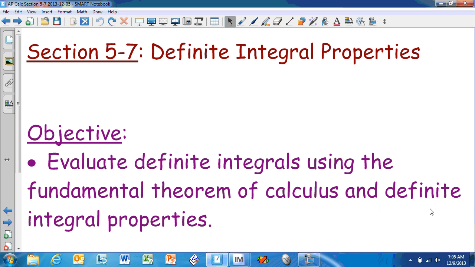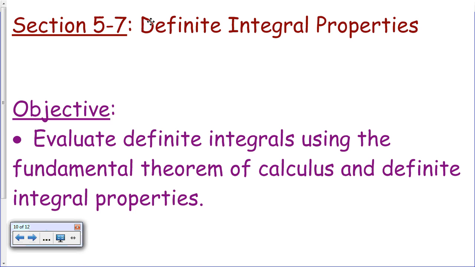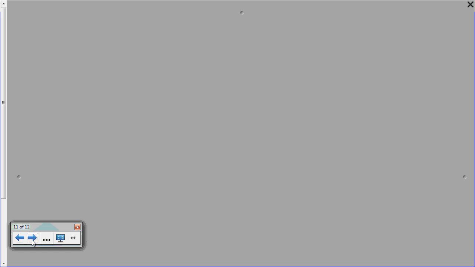All right, section 5-7 here is on the definite integral properties. The objective of this section, recall, is to evaluate definite integrals using the fundamental theorem of calculus and using the definite integral properties that we learned in this section. The second half of this section here, I just want to go over the variable substitution technique that you saw with indefinite integrals and how we can use that to help us evaluate definite integrals.